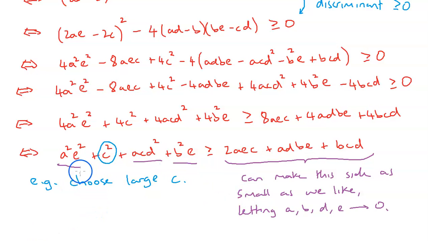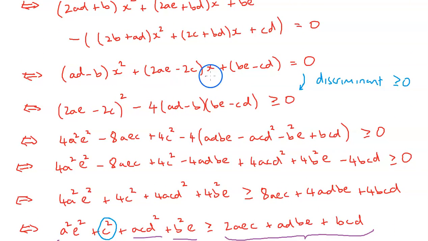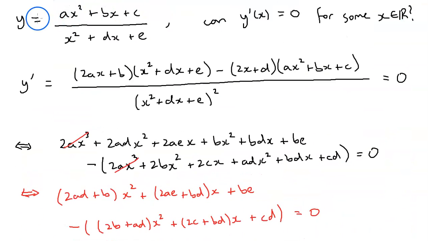So that's just a quick way to see that, yes, there is at least one combination of a, b, c, d, and e that satisfies this inequality here, and therefore makes the discriminant of this quadratic equation greater than or equal to 0, and so therefore there are values of x for which y prime of x does equal 0. So we can have maximums, minimums, or points of inflection for a rational function of the form (ax squared plus bx plus c) divided by (x squared plus dx plus e).